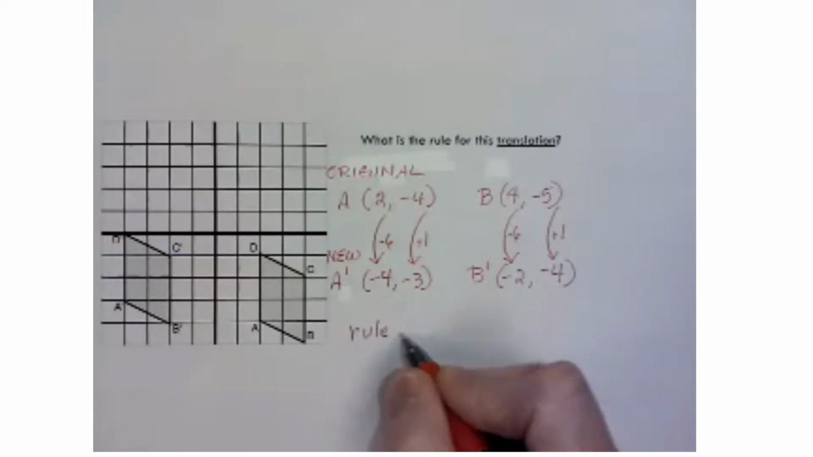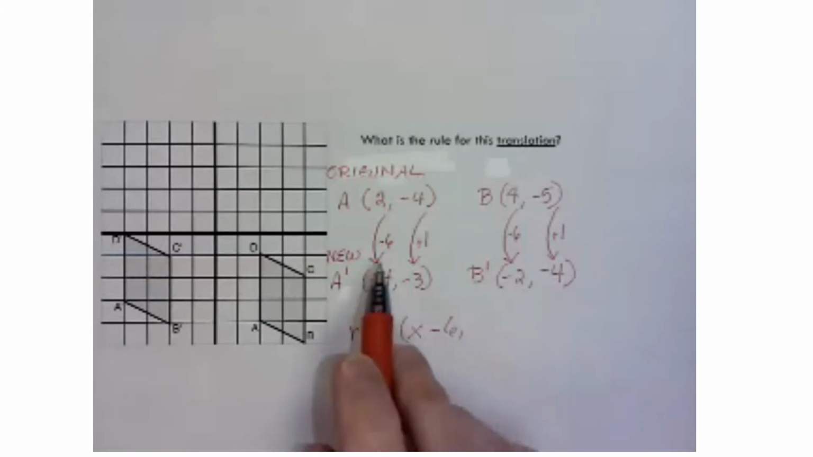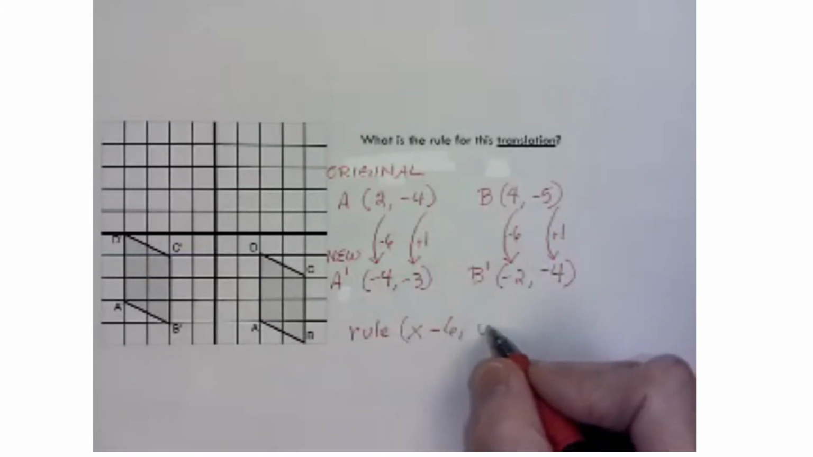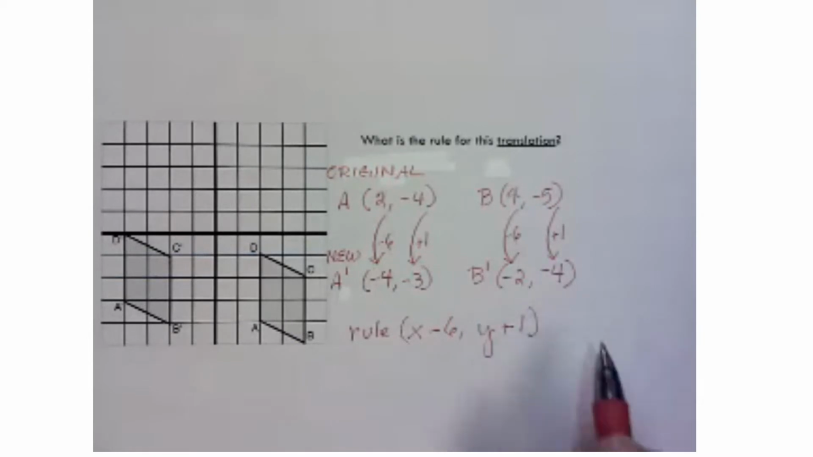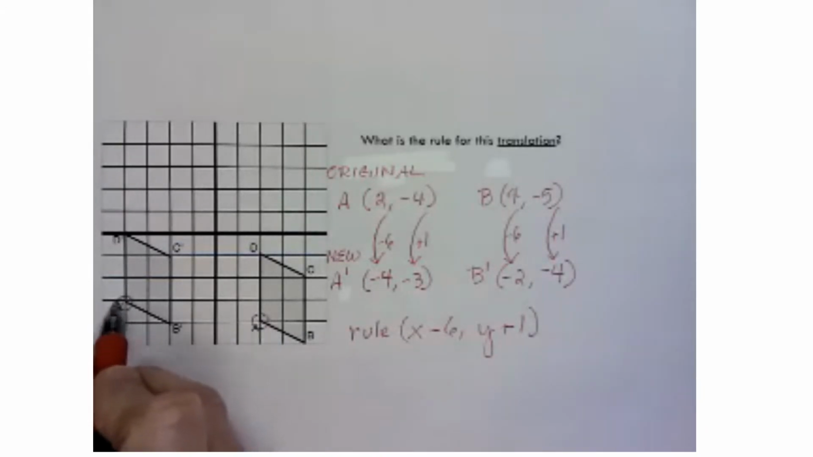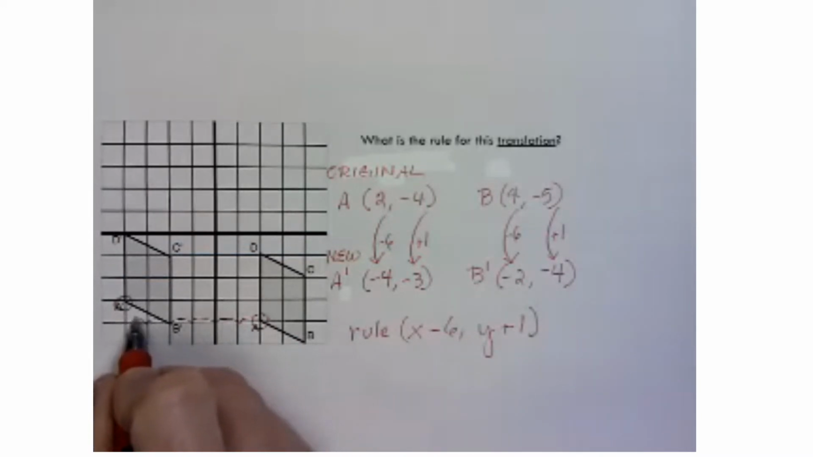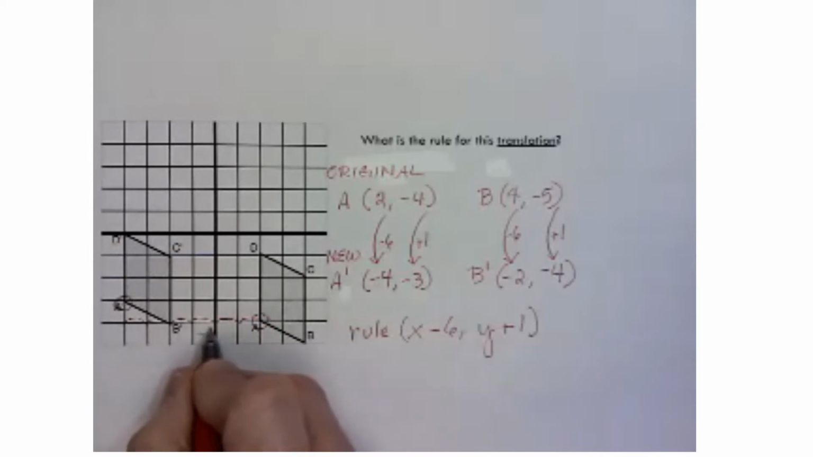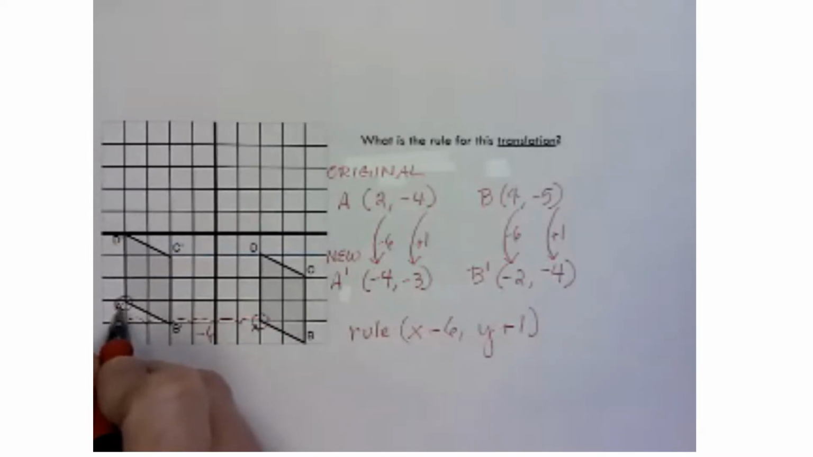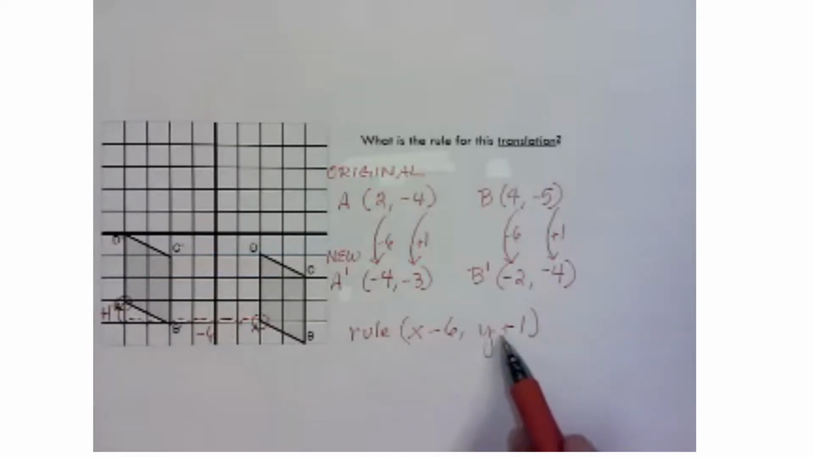All right. So the way we would write this rule algebraically would be x minus 6, that's what we did with our x coordinates, and y plus 1, that's what we did with our y coordinates. And if we look at our graph here, if this was our original A, and here's the translated, we went 1, 2, 3, 4, 5, 6 spaces to the left, that is -6, and then we had to go up 1, so there's your plus 1, your x minus 6, y plus 1.